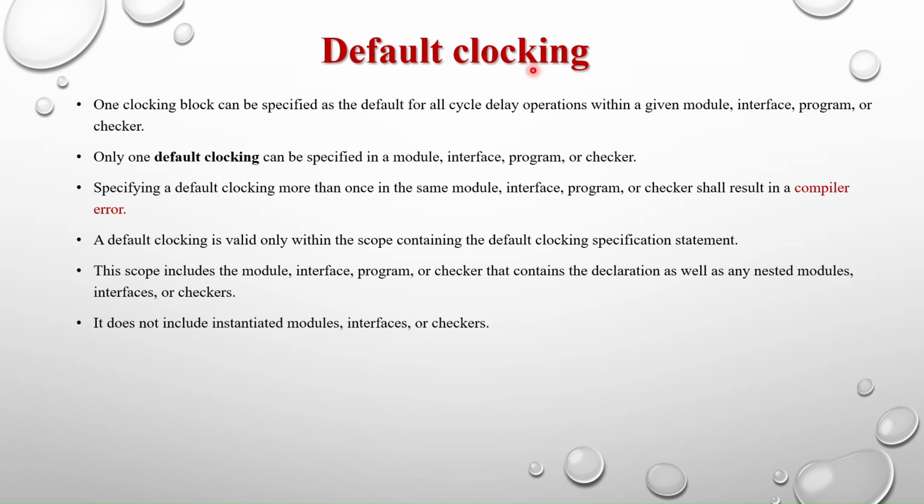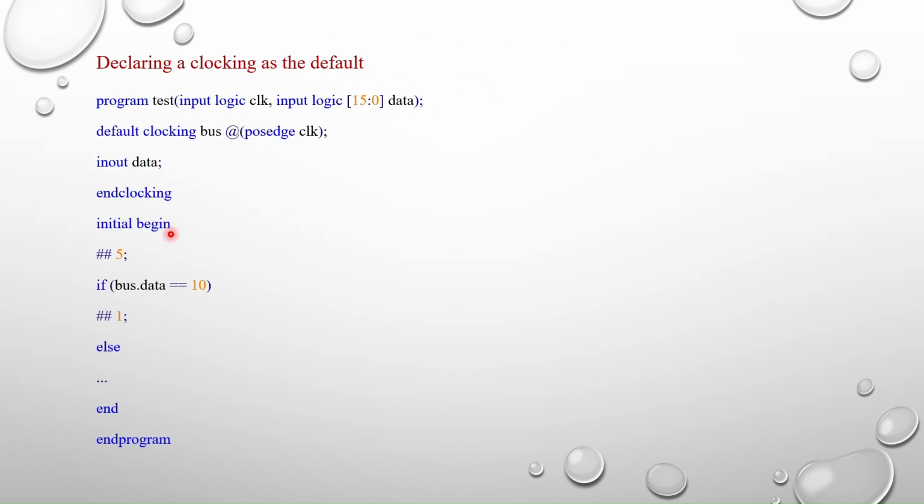So this is about the default clocking, and you have to remember these points when you are using the default clocking block. Now we will see how to declare the clocking as the default. Here I have a program. I am passing the clock and data here, and you see default clocking bus @(posedge clock), input and output data. In the last example, when I was writing the clocking block, we used the default keyword inside the clocking block, right? That means whatever signals we declared inside the clocking block, input signals will be sampled at the specified input skew, and output signals will be driven at the specified output skew. So by including default there, all the signals follow those input and output skews.